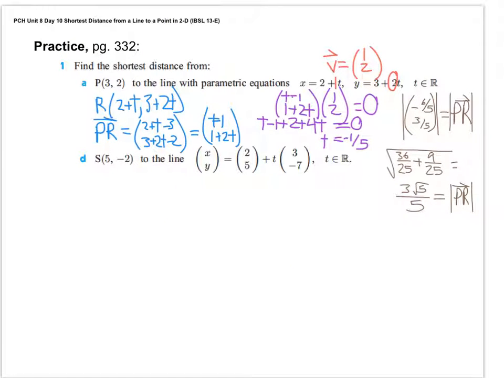So now that we have that one, try this next one here. The point S is (5, -2). Find the shortest distance to the line (x, y) equals (2, 5) plus t times (3, -7).